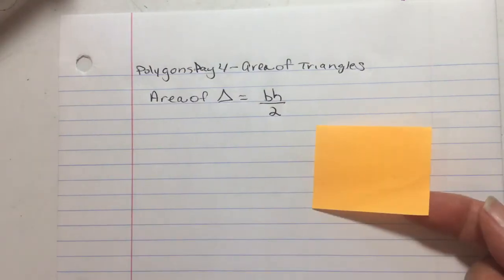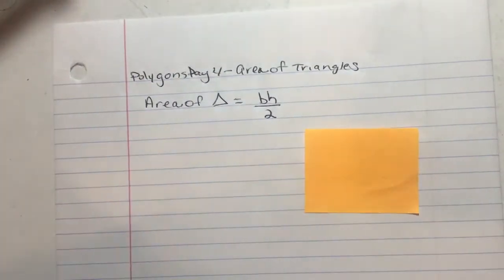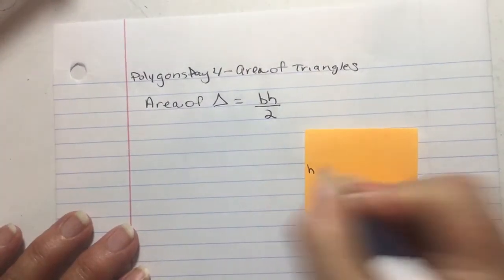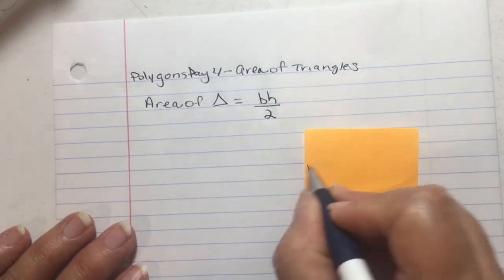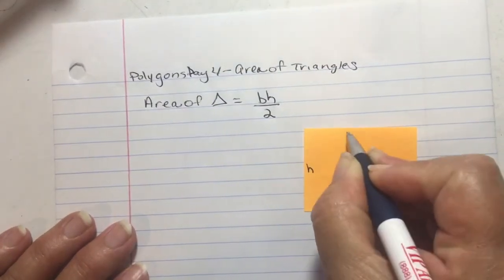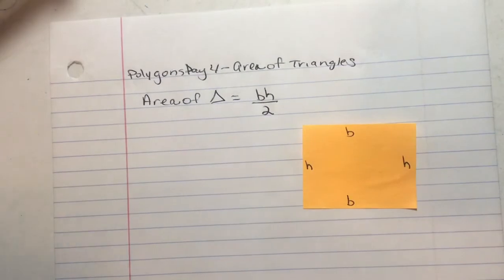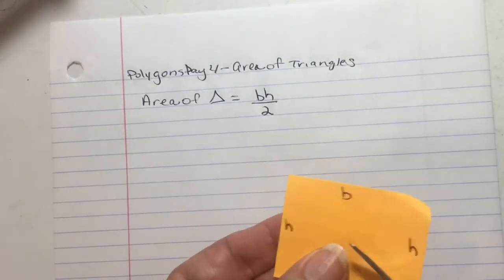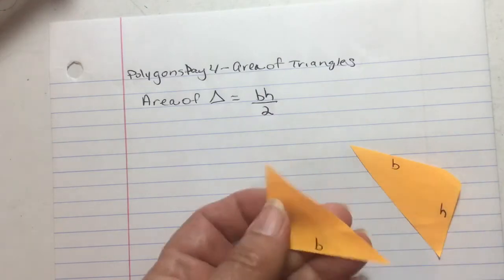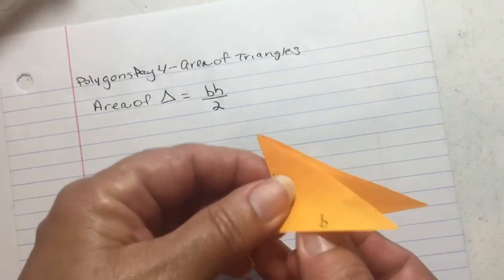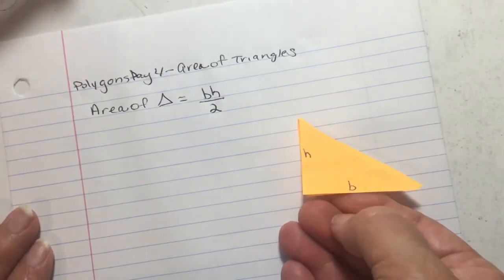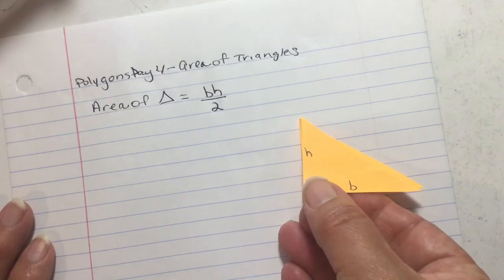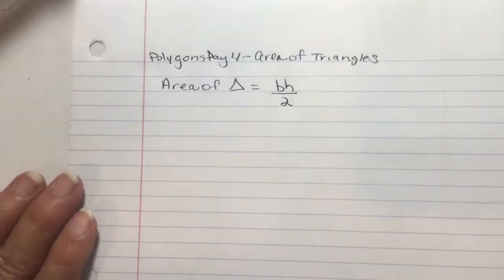So I have a rectangle, which we know the area is length times width. I'm going to label it as base and height instead of length and width. Remember, the left and the right are the same, and the top and the bottom are the same. So I can take this rectangle and cut it along the diagonal and end up with 2 equal pieces. Hence, one of the triangles is base times height divided by 2. You have to divide it by 2.